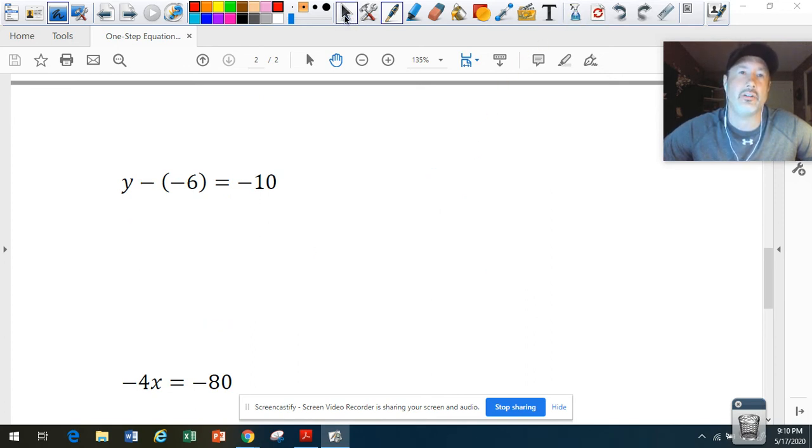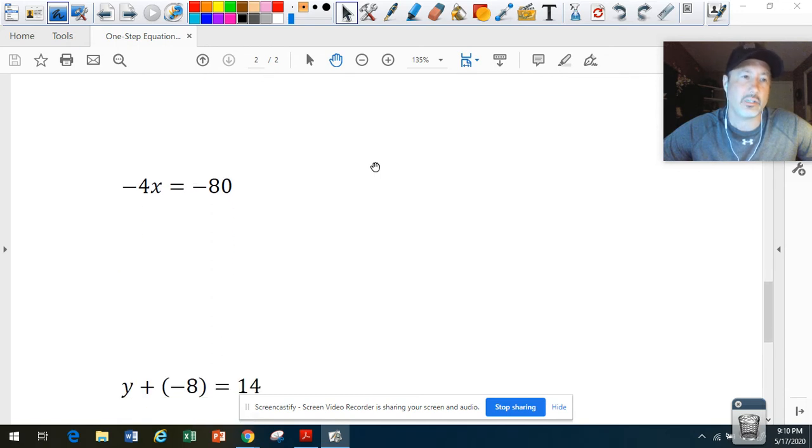Okay, let's go down here to the next one. So let's analyze this one here. First of all, I have negative 4 and x together. This is multiplication. Opposite of multiplication is what? Division. So you should be dividing both sides by negative 4. Do not lose that negative.